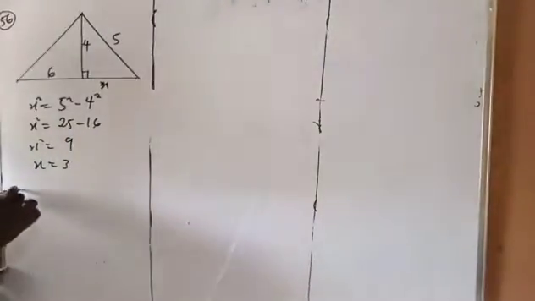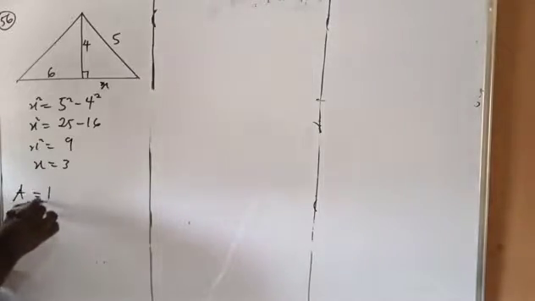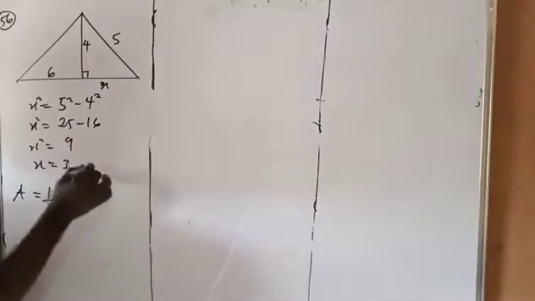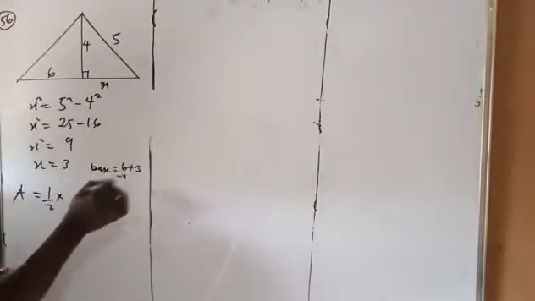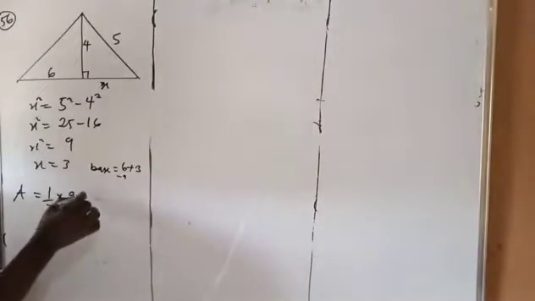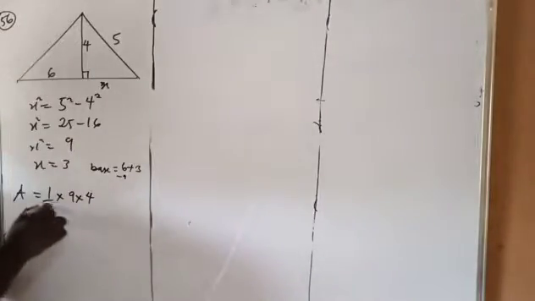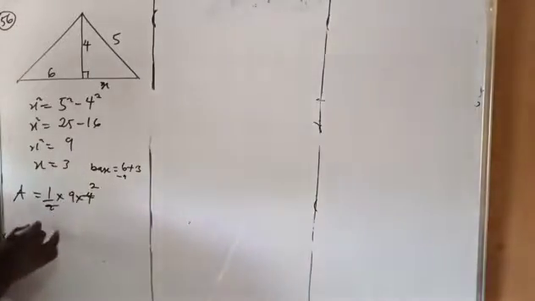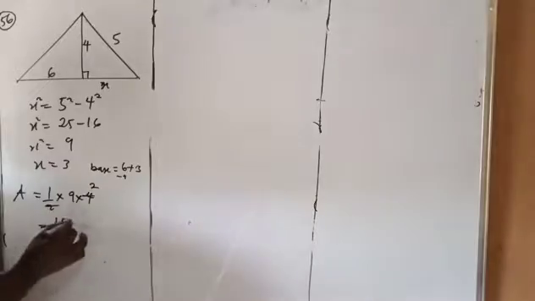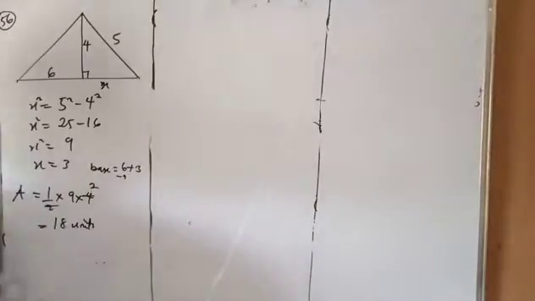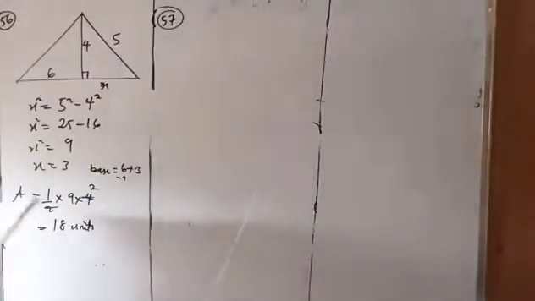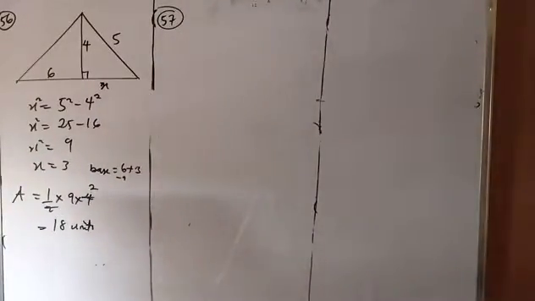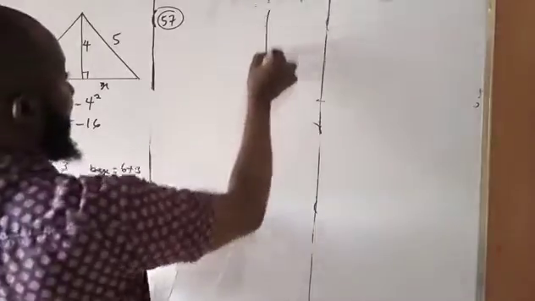So the area will be half times the base. The base is 6 plus 3, which is 9. Half times 9 times the height, which is 4. 2 goes into 4 twice, so 9 times 2 is 18 square units. Question 57. Find the value of theta in the diagram below. So here is the diagram.